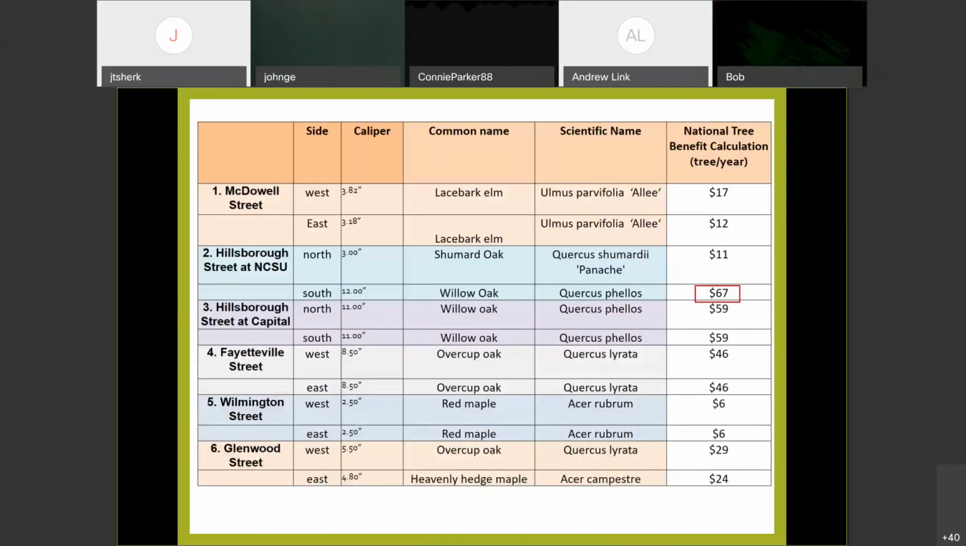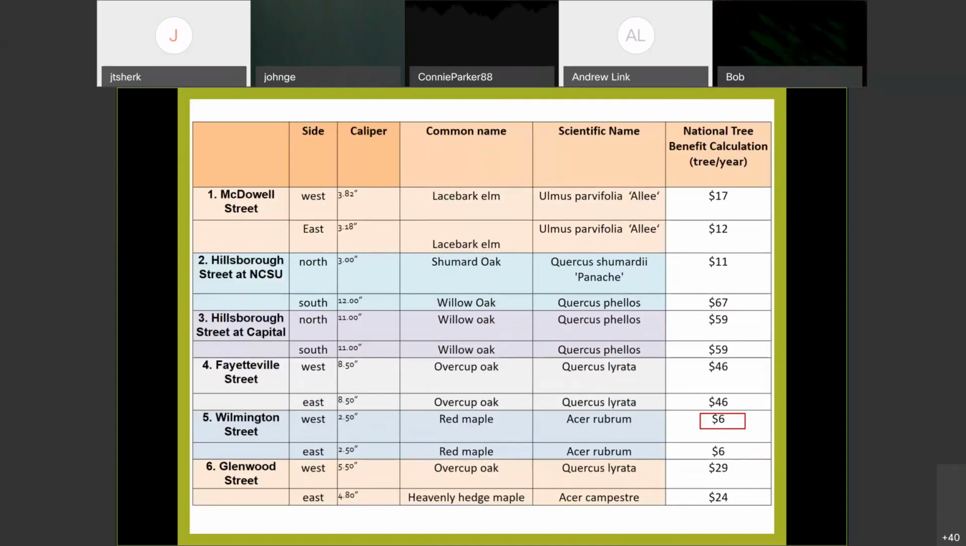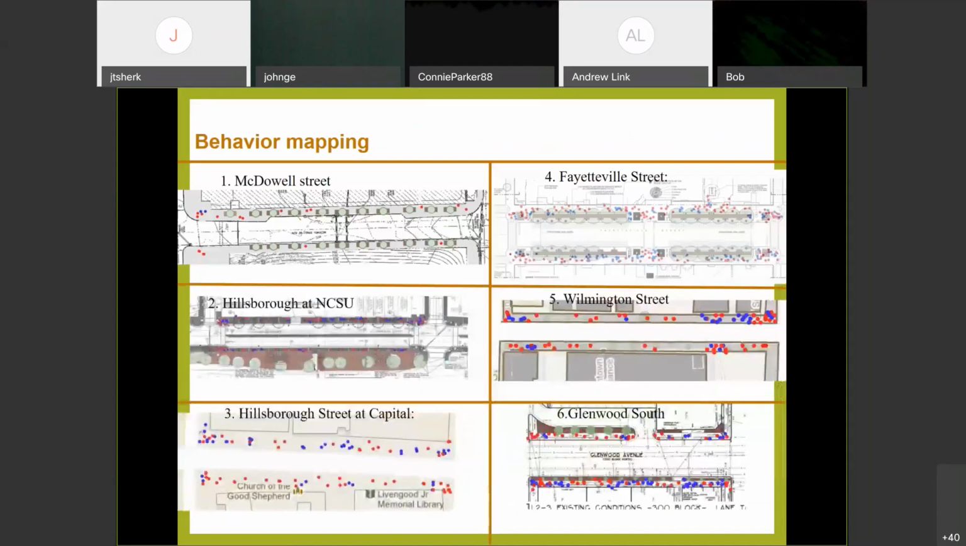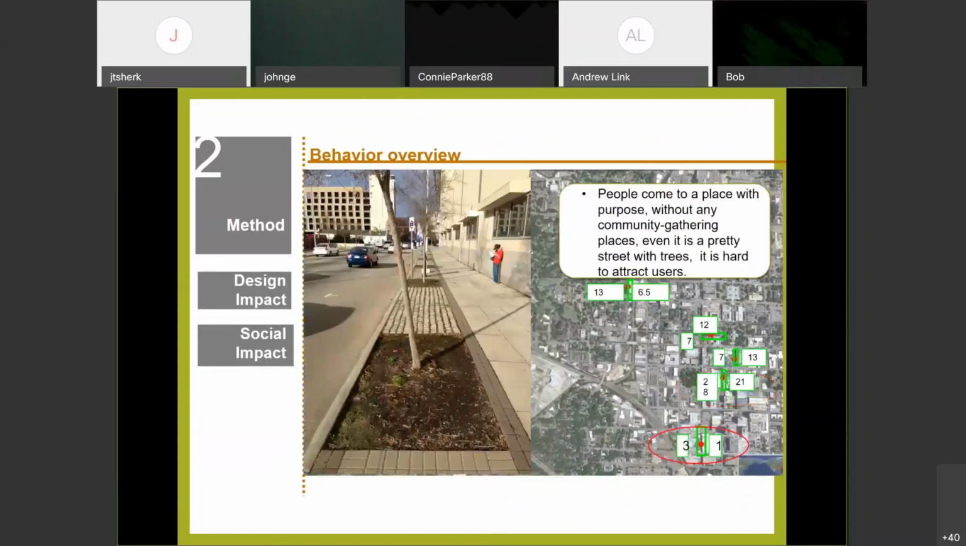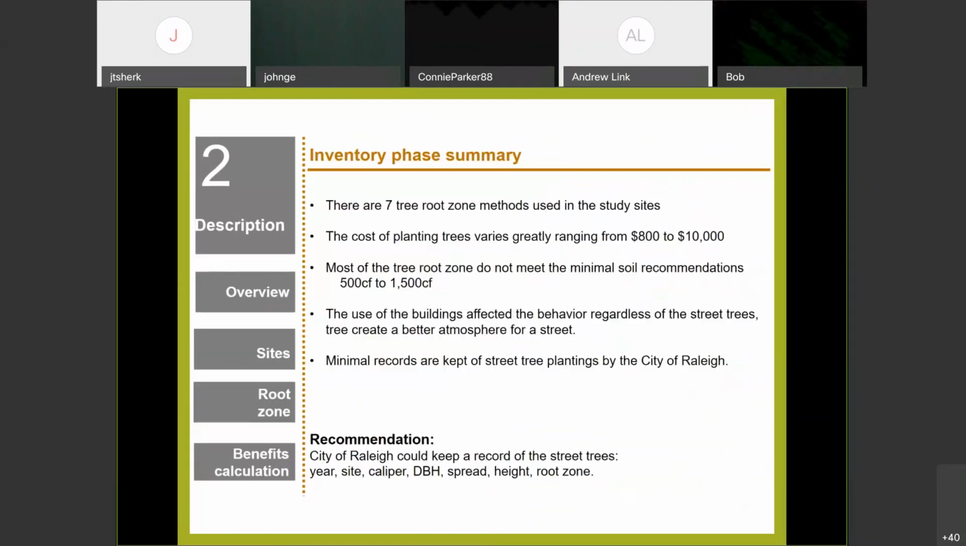We found that the beautiful oaks on NC State's side of Hillsborough Street, which had continuous soil areas for their roots, had the highest value, and the lowest value were the trees that were planted in the tree pit in downtown Raleigh on Wilmington Street. We looked at behavior, and I'm not going to go into that because we don't have time.